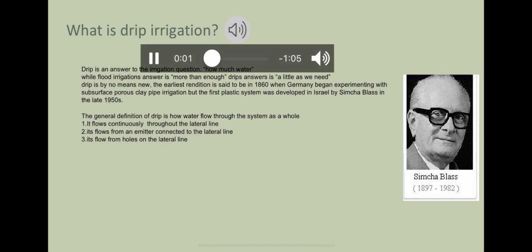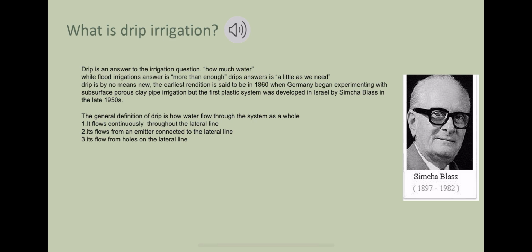What is drip irrigation? Drip irrigation can be seen as an answer to the irrigation question of how much water. While flood irrigation, in sharp contrast, can be seen as adding enough water, drip irrigation is aiming to add as precisely as much water as you need.